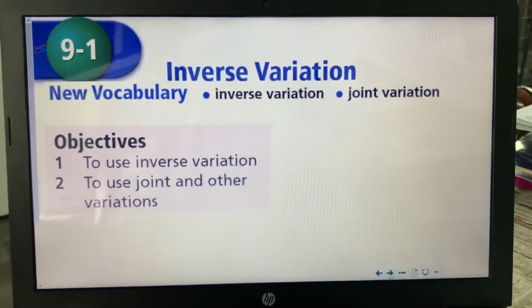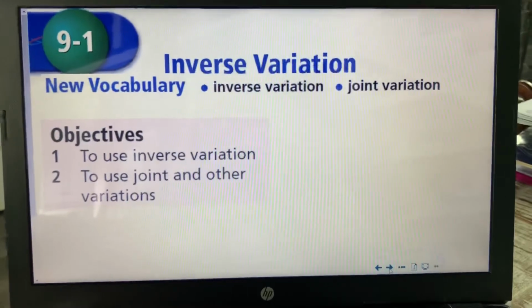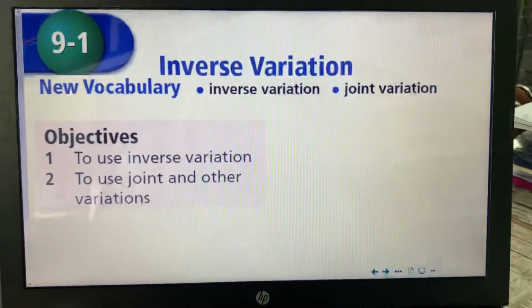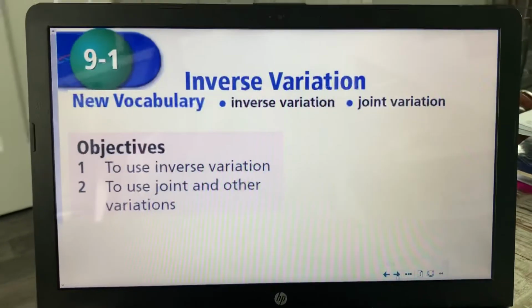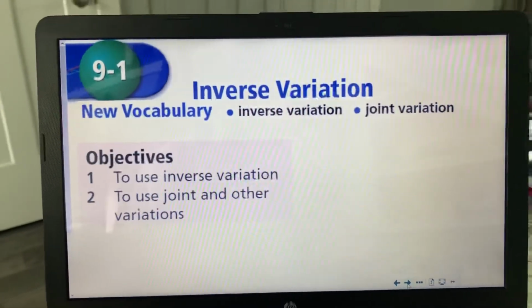So I would like for you to take notes like we would in class for chapter 9, section 1, and then you're going to use those on our next lesson when I give you homework. That kind of goes with this. But right now we're just going to be going through these lessons and talking about the examples.